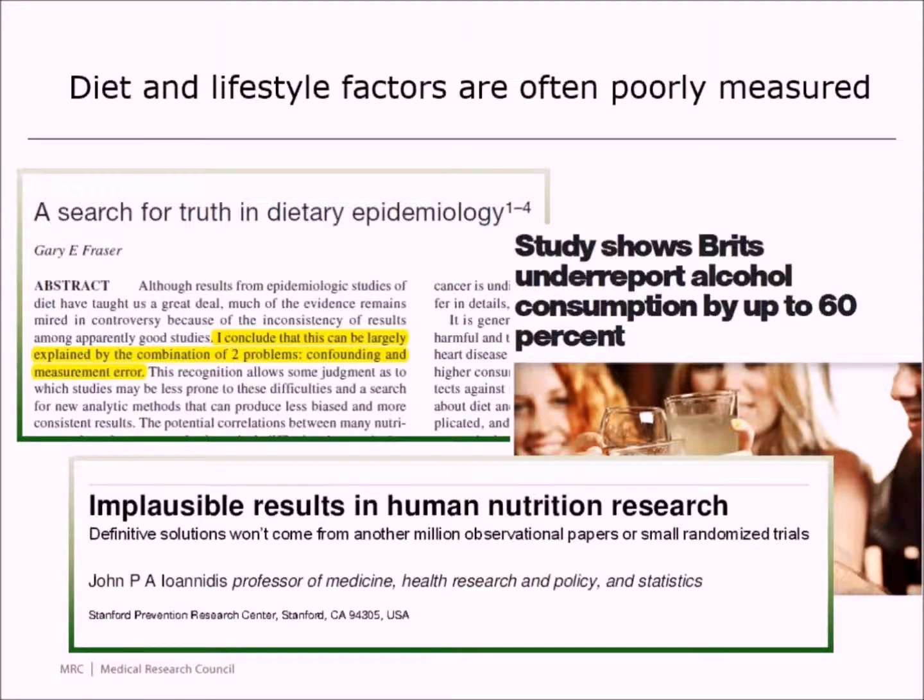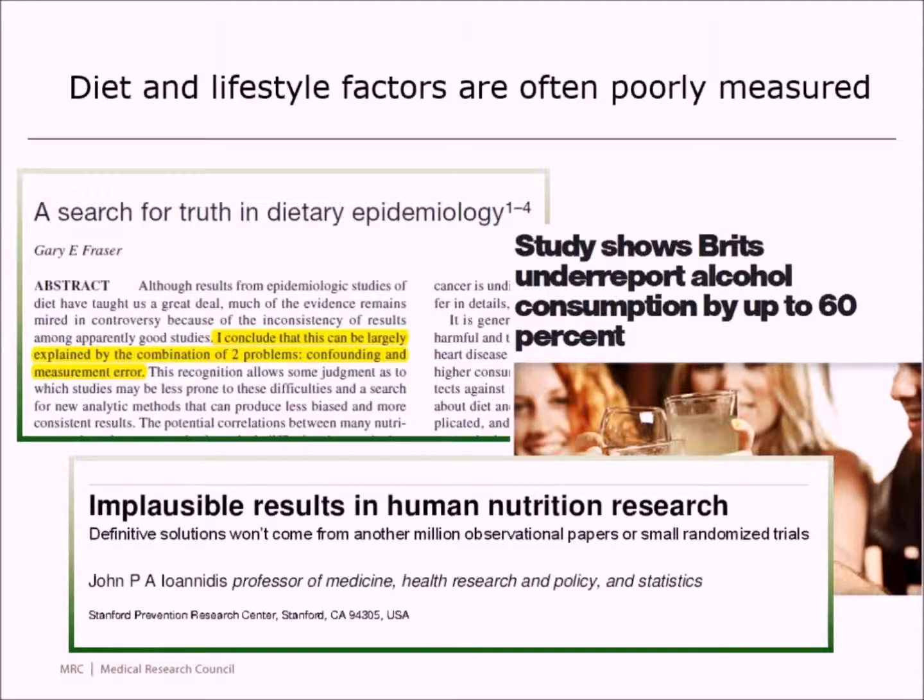Here's a very well-written editorial by Gary Fraser a few years ago. Although results from epidemiologic studies of diet have taught us a great deal, much of the evidence remains mired in controversy because of the inconsistency of results amongst apparently good studies. So you've got relatively well-designed, well-powered, well-resourced studies, but they're turning up contradictory results. Of course, that might be because populations differ. One population is never the same as the other. But it might also well be down to methodological differences in the way you collect data. His conclusion is that this can be explained by a combination of two problems: confounding and measurement.